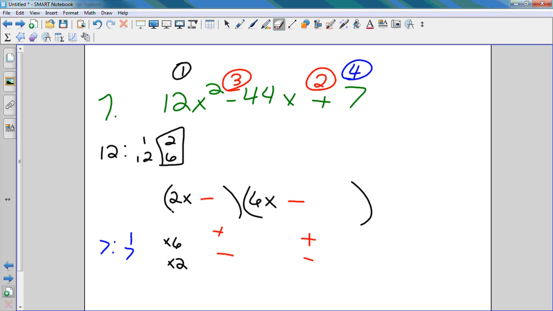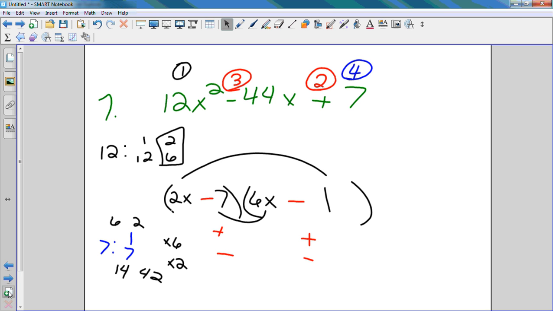So I have 6 and 14, or 2 and 42. Do either of those add up to 44? Yeah, 2 and 42, so there they are. They both have to be negative. Which one gets multiplied by what? 7 gets multiplied by what? And 1 gets multiplied by what? 7 and 6, and 1 and 2. So I know 1 has to go here, and 7 has to go here, because these two are the inners and these two are the outers.